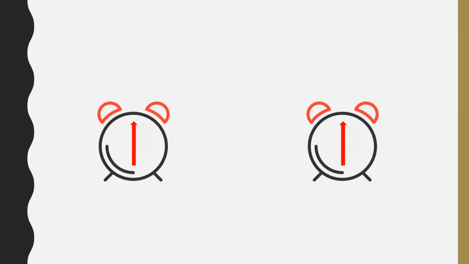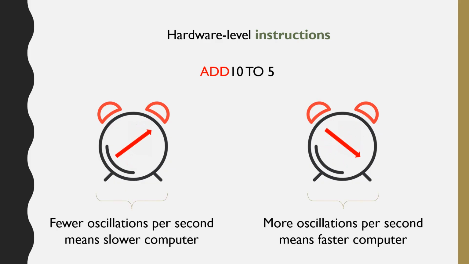Usually, we're concerned with instructions, or operations to be performed at the hardware level. Add 10 to 5 is an instruction, for example, and this instruction can be completed within a certain number of clock cycles, depending on the particular computer. Generally speaking, the higher the frequency of oscillations, the more quickly instructions can be carried out, and therefore, the faster the computer as a whole. However, there are other factors that contribute to increased or decreased computational speed.